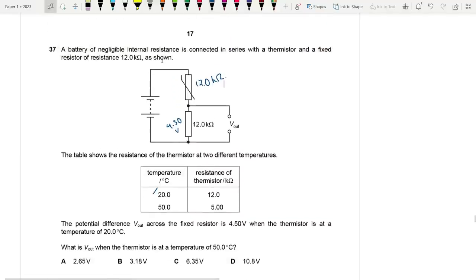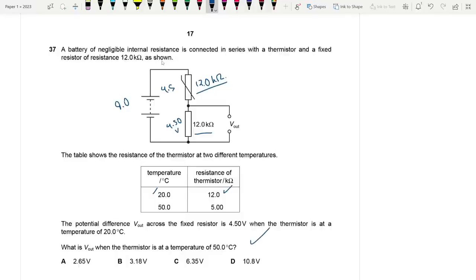We don't have that. So this is the three-coin tap line. The fixed resistor has a resistance of 12 kilo ohm. So when the thermistor is also at 12 kilo ohm, since both of them have the same resistance, this will also have a voltage of 4.5. So we found out the EMF of the battery is actually 9 using this information.